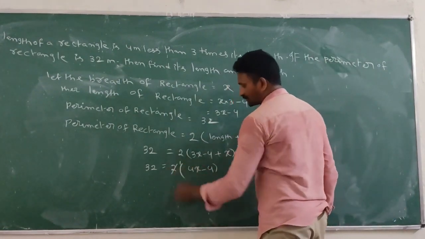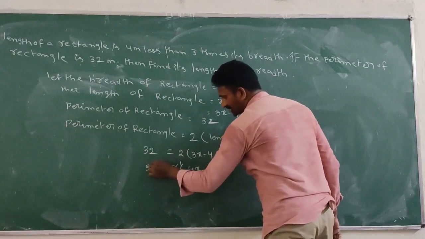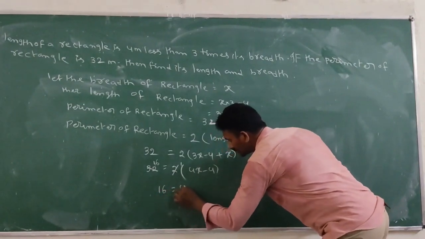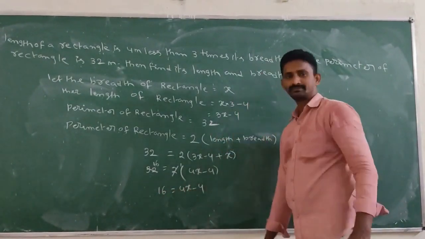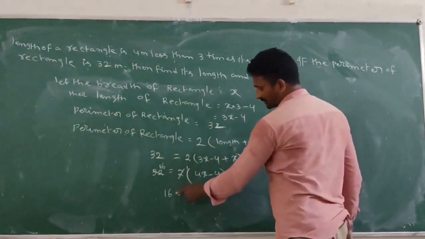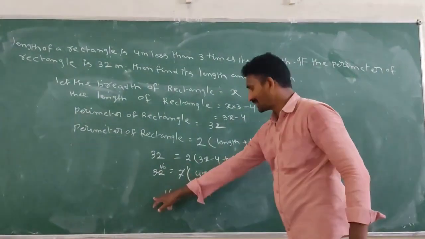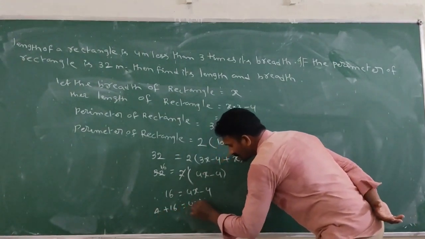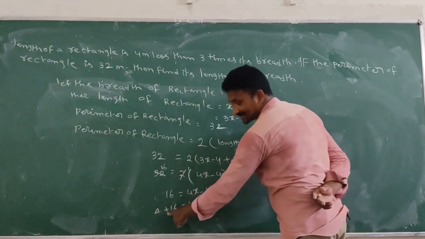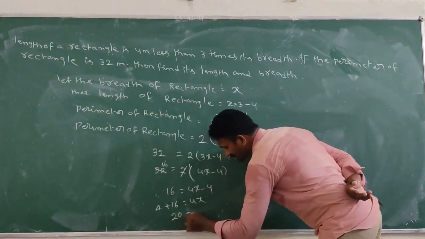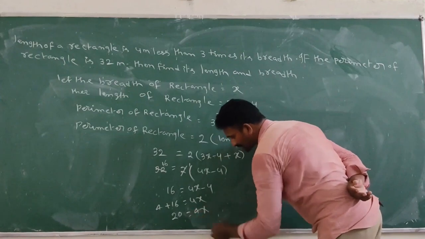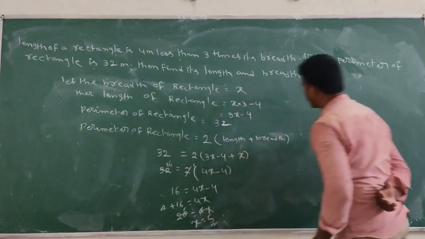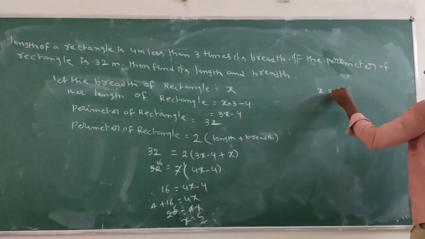2 sixteens are 32, so 16 equal to 4x minus 4. Minus 4 transposes and becomes plus 4. 16 plus 4, 20 equal to 4x. 4 fives are 20, so x equal to 5.